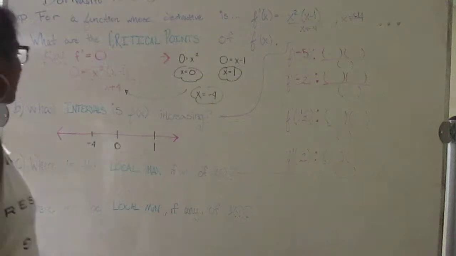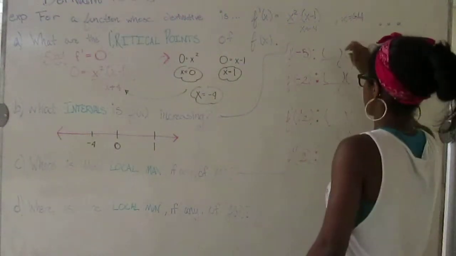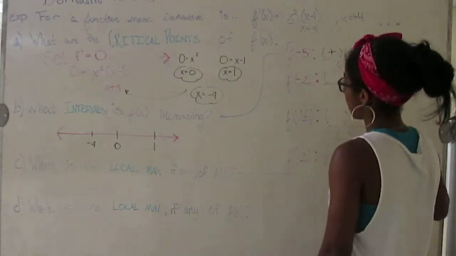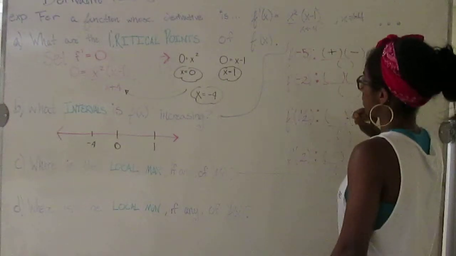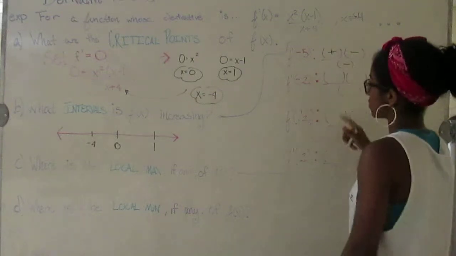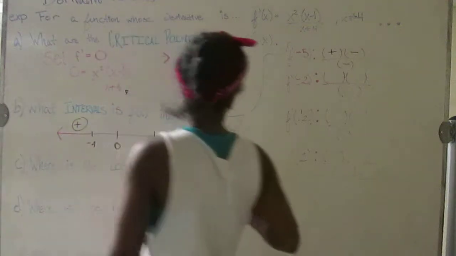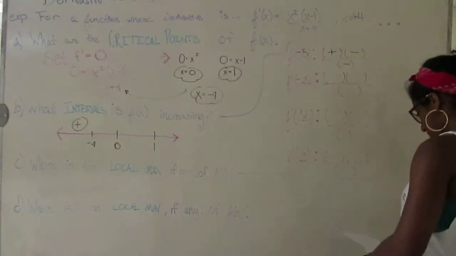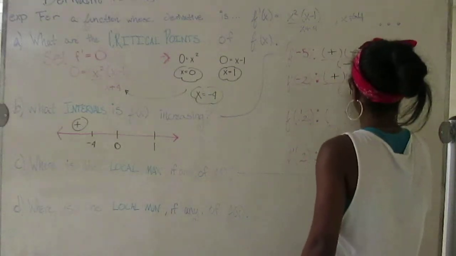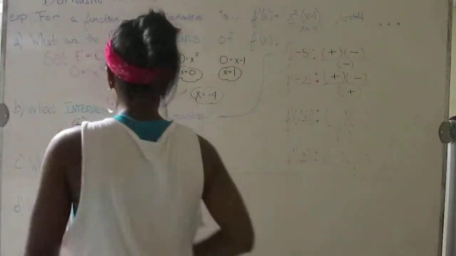So if we plug in negative 5, and you're only really worried about the sign of it, so I just use positives and negatives. So plug in negative 5: x squared is positive, and x minus 1 is negative, and the denominator x plus 4 is also negative, so the total thing will be positive. So that means it's increasing right here. And then if you plug in negative 2, you get positive times a negative times a positive, which means this is decreasing, so this is negative.